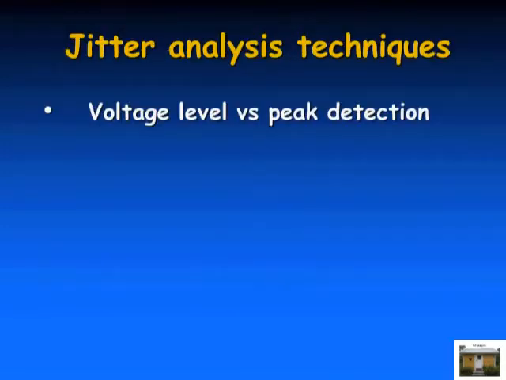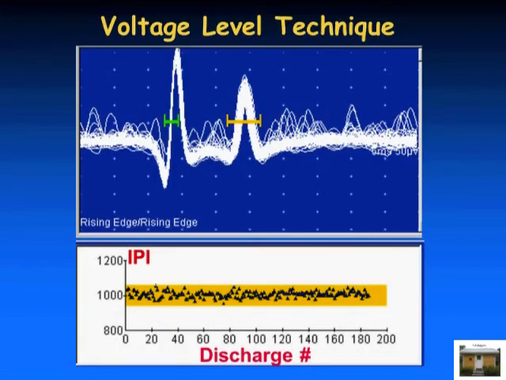There are two techniques for measuring jitter. One relies on measurement of the time at which an action potential reaches a voltage threshold, and the other one is based on measuring the time at which occurs the peak of an action potential. This slide shows the technique of voltage threshold measurement. These are a number of superimposed potentials because they're coming from the same motor unit.